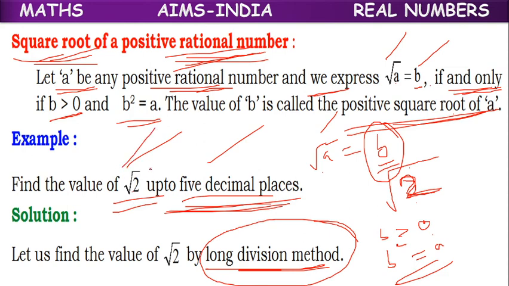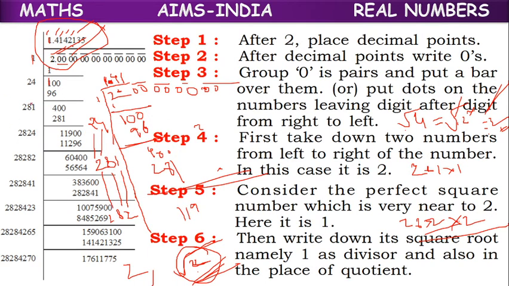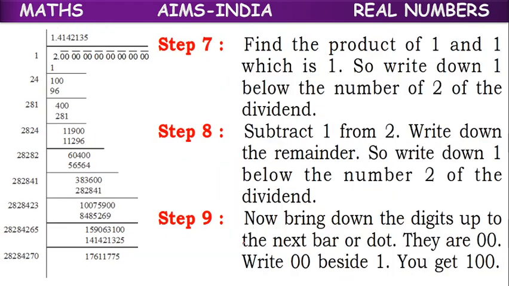But if we take the square root of 2, what have we observed? The division is going on continuously. It is not terminating, not repeating. So such kinds of numbers, we call them irrational numbers.